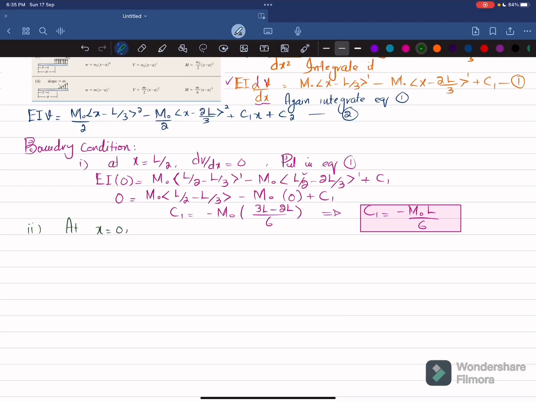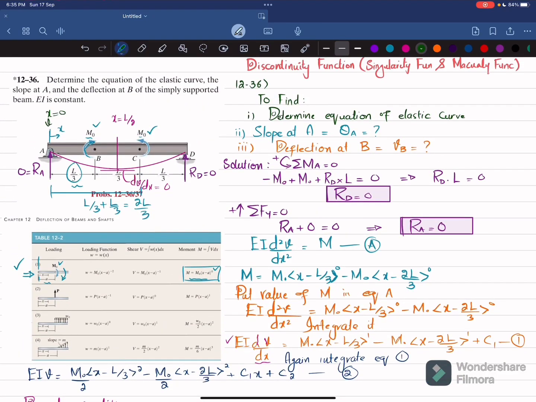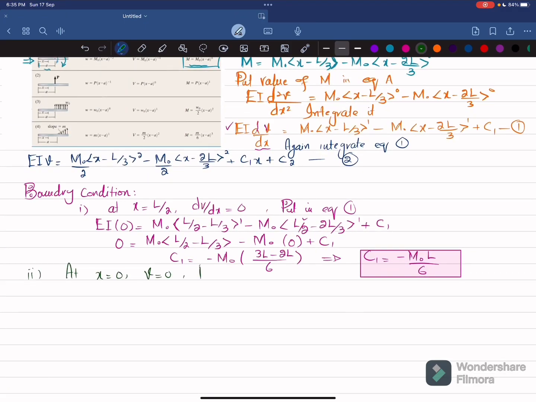Now we will find C2 by using another boundary condition, and this boundary condition is that at x is equal to 0, deflection is equal to 0. So let me show you. Here you can see at x is equal to 0, deflection is equal to 0 because this is supported at point A. So we will put it in this equation number 2 because equation number 2 is about deflection.